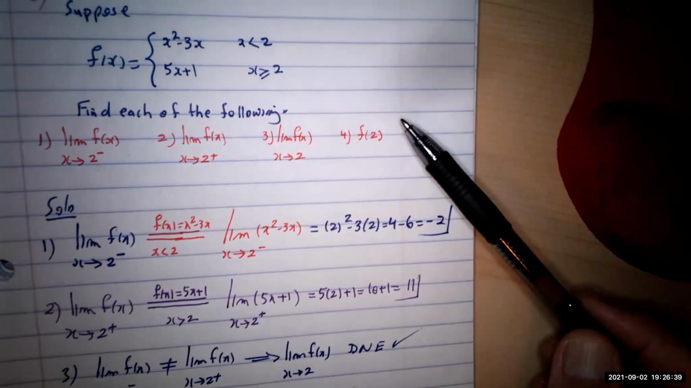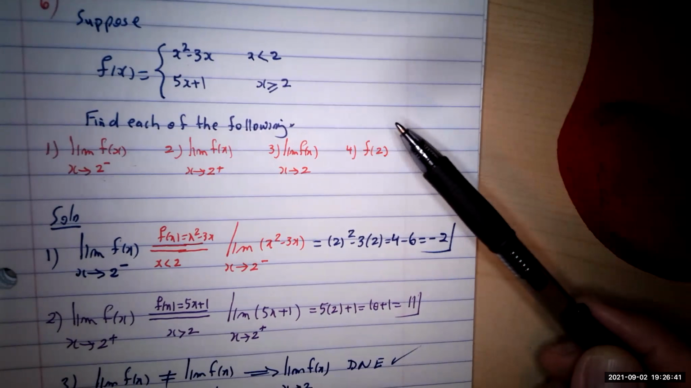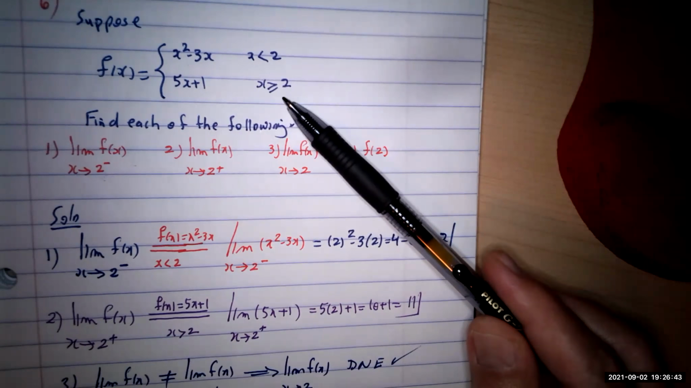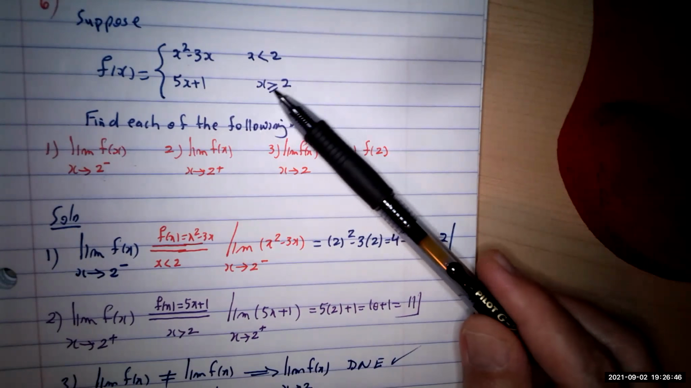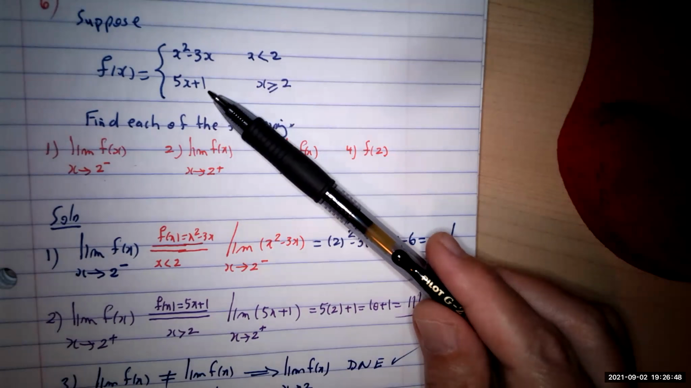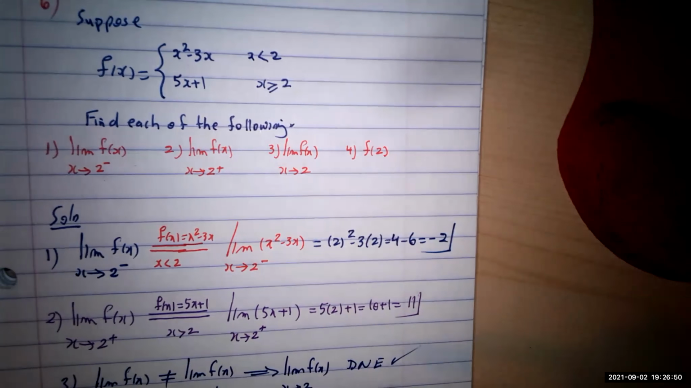Then they ask, what is f of 2? F of 2 means you just go back to see where you can put x equal to 2. So x equal to 2 comes from the second part. So we substitute and you get the result.